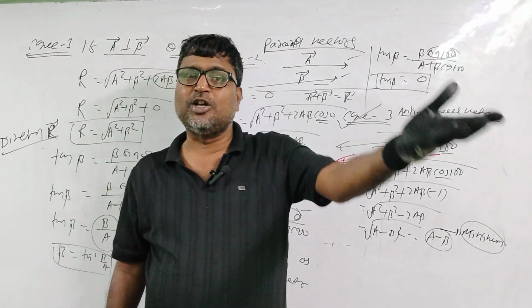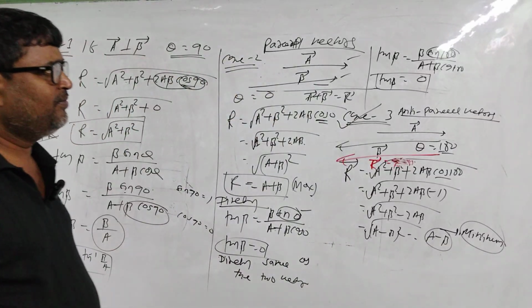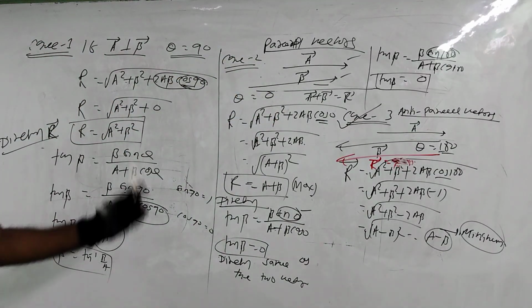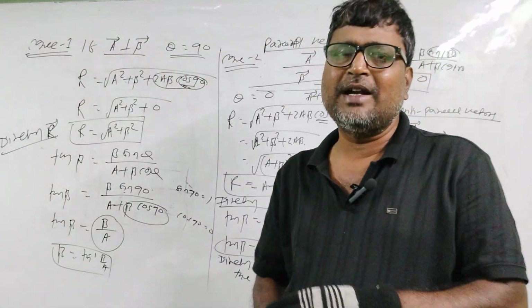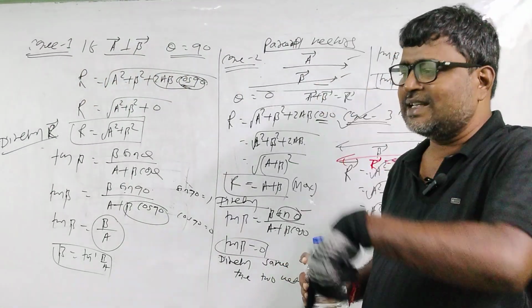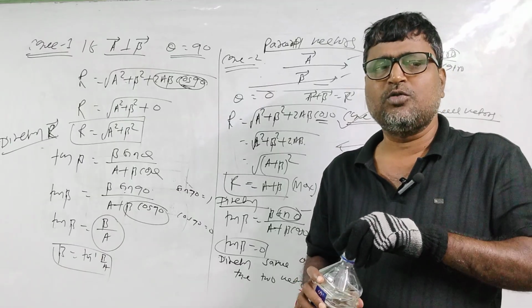The resultant direction is the same as the bigger one. So these are the sub-cases of vector addition. Okay, so now some numericals. Very simple, just use the formula and the three cases.